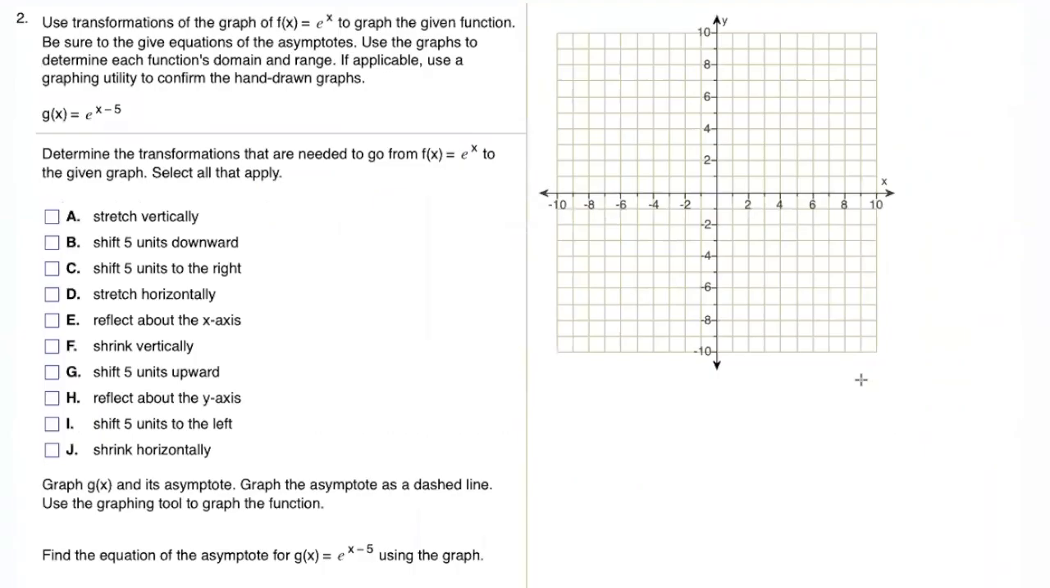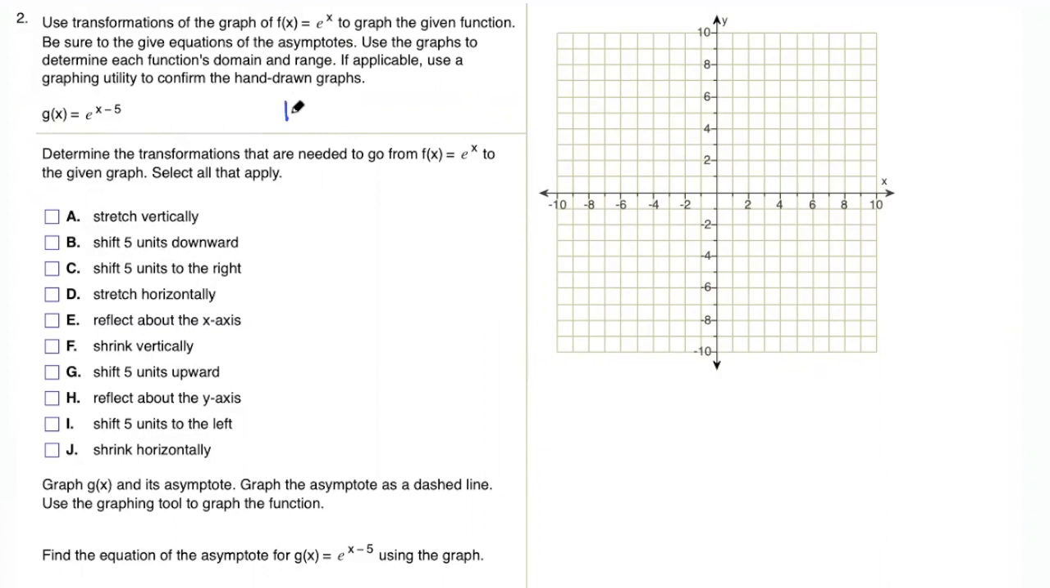In the second example, we're asked to use transformations of the graph, and we're using f of x equals e to the x as our base graph to graph the given function. Be sure to give equations of the asymptotes. Use the graph to determine the function's domain and range. All right, my g of x I'm supposed to graph has e to the x minus 5.